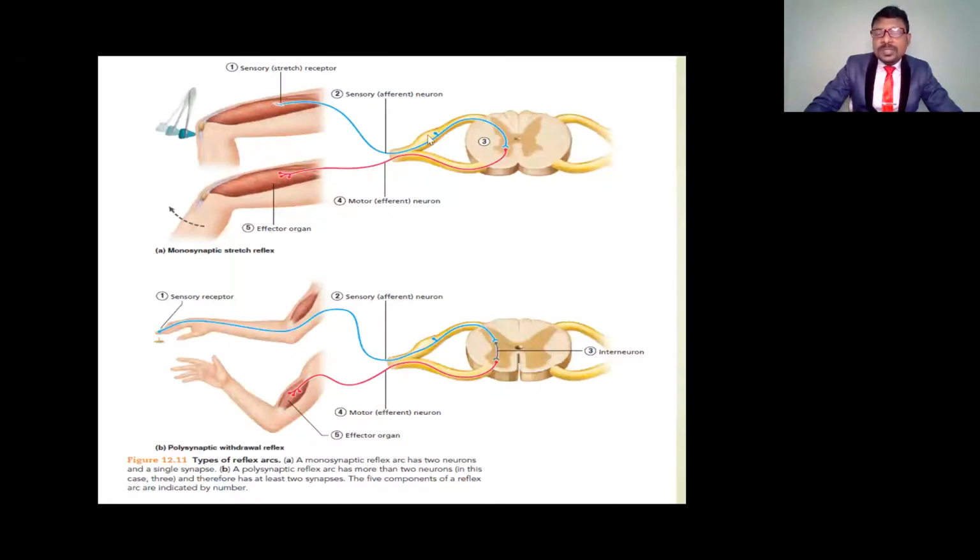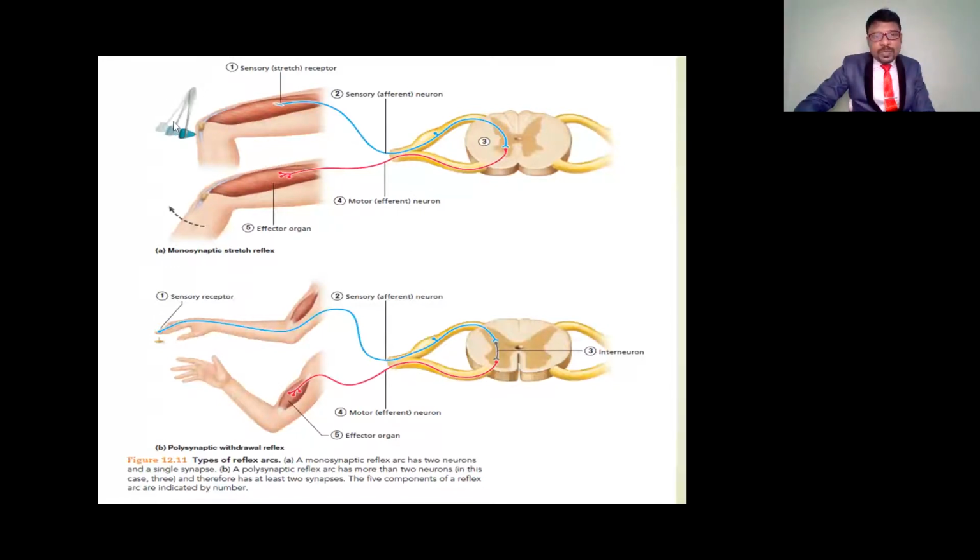So it is going to the center, to the spinal cord. The spinal cord will give the response through the motor nerve, so it is going to reach the muscle. The muscle will give the response. What response is it going to give? The quadriceps muscle action is extension of the leg.